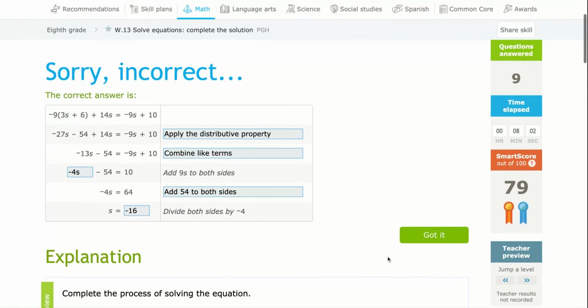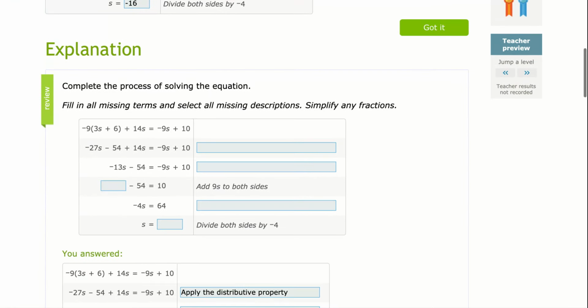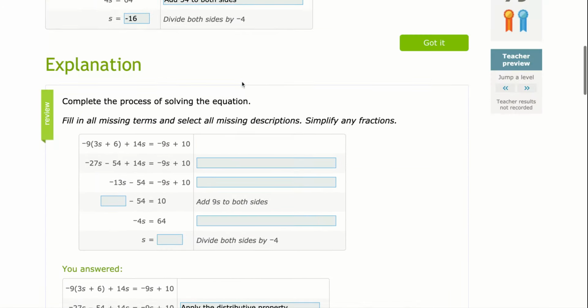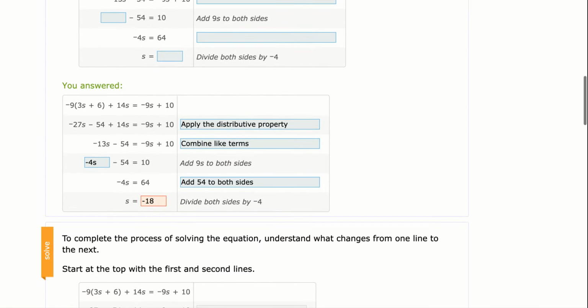And 1 was negative. Ooh, I did something wrong. Let's see what I did wrong. I applied the distributive property. Oh, I didn't divide correctly. -16. 64 divided by 4 is not 18, it's 16. So I made a simple mistake there.